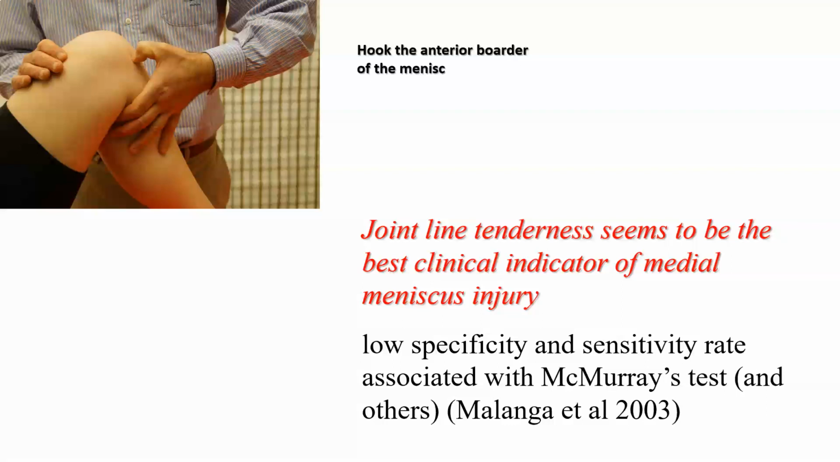It's quite possible that a meniscal test is so-called positive, but there is no problem, and it's also possible that a meniscal test is negative, but there is a problem. So be careful with those tests.